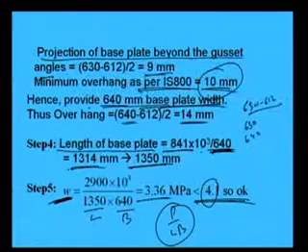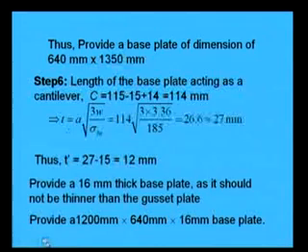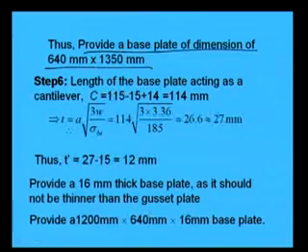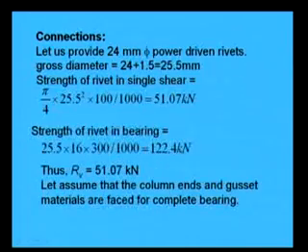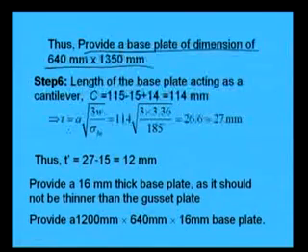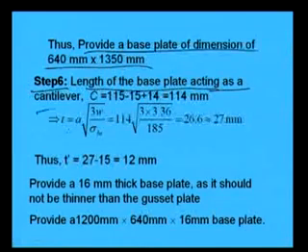So now we will go for the dimension whatever we have arrived, that is 640 by 1350. So in this way we are choosing the dimension 640 by 1350 millimeter, right. Now in step 6, what will we do? Length of the base plate acting as cantilever, that C value will be 115 minus 15 plus 14, 14 was the overhang, right. 115 plus 14 minus 15, so 114, right.